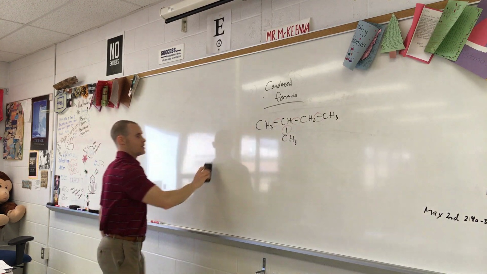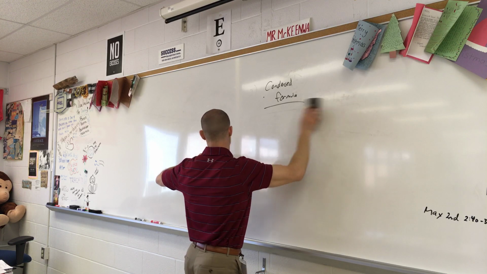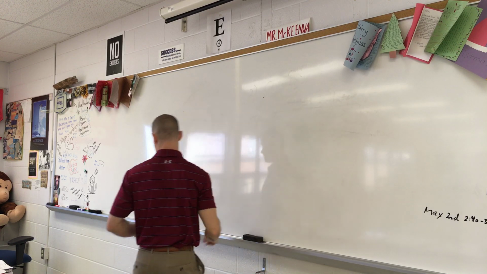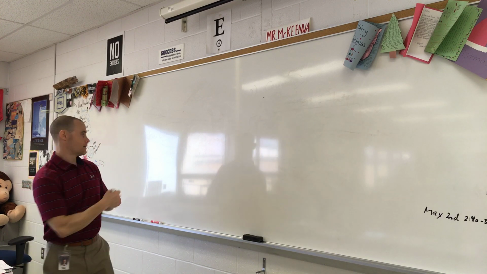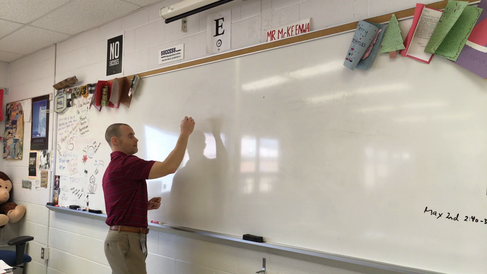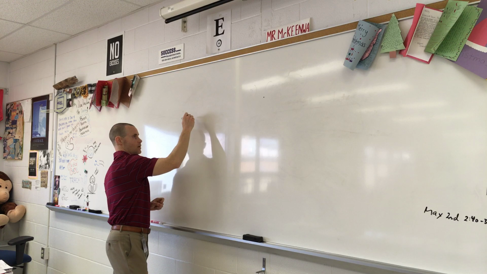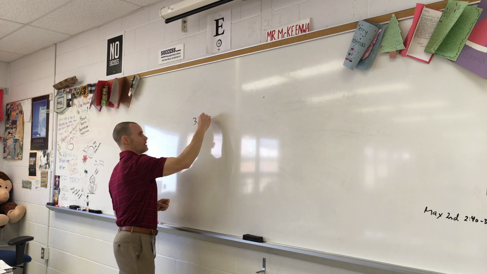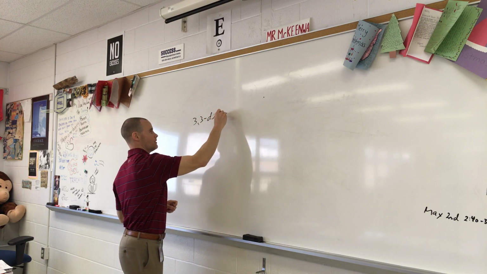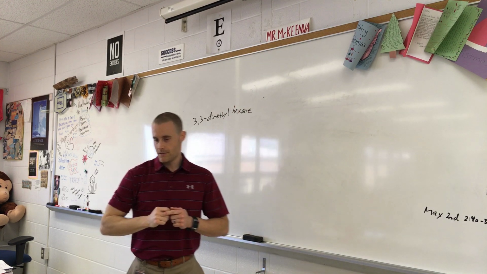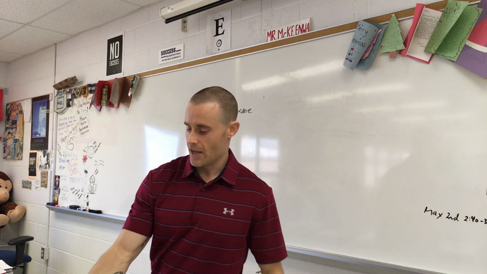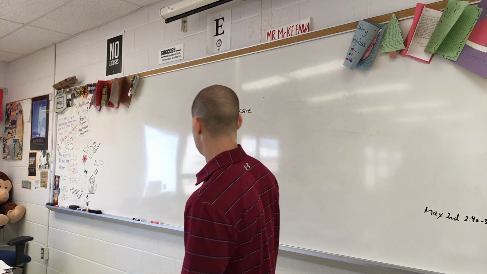I'll give you a name, see how you do. And then that'll be it probably. Draw the condensed formula or the structural? I'm going to do structural. I don't really do a whole lot of condensed business. Here we go. So here's the name: 3,3-dimethylhexane. All right. If you can name this, draw this, you'll be a chemistry champion.